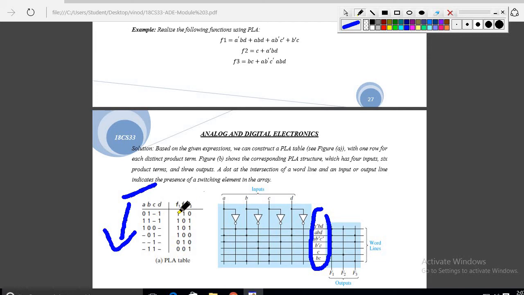So like that you have to write all the terms here. And F1: if I want to get F1, it means a bar bd, abd, ab bar c bar, and bc bar. So for these terms you have to put 1, so 1 1 1 1. So this one a bar bd, abd, and ab bar c bar. For these three, these four first, a bar b bar c bar and b bar c, put 1, rest all 0, like that.